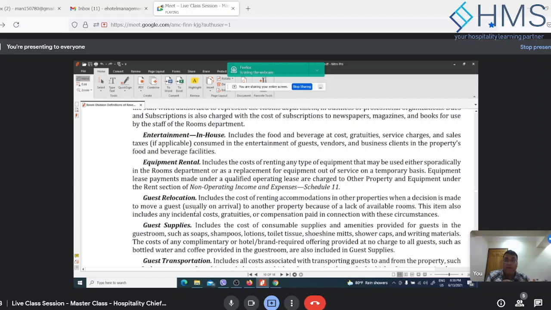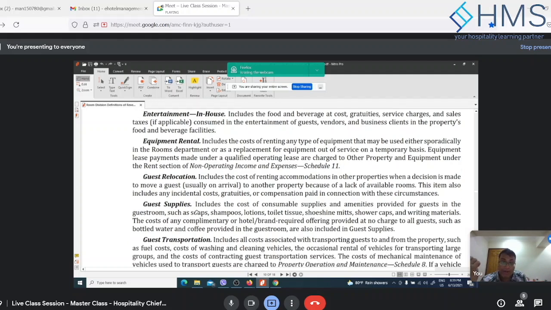But if it's a short while because of any specific reason of high occupancy, or periodically, then it will be in the equipment rental. Then you have guest relocation for walkaway rooms, where you pay the other expenses for relocating the guest to another hotel for high occupancies.